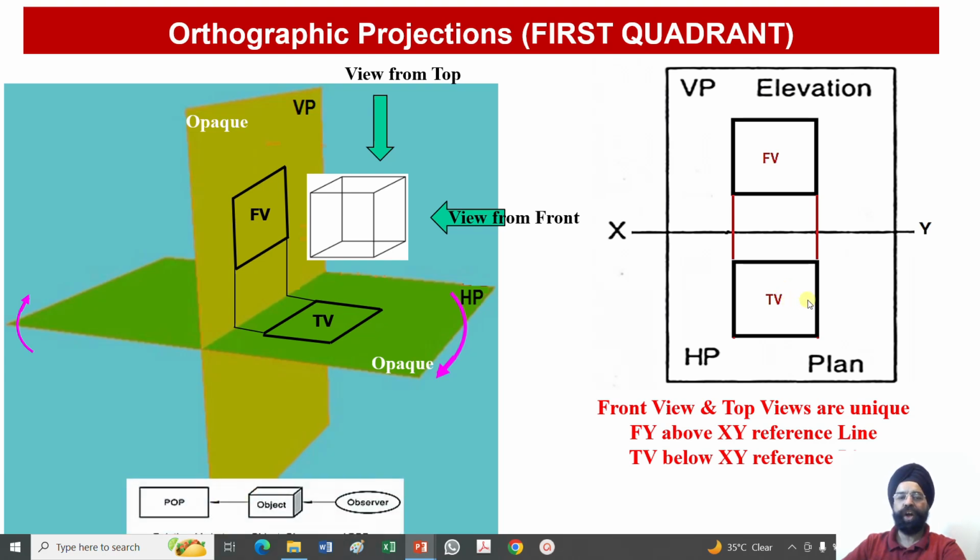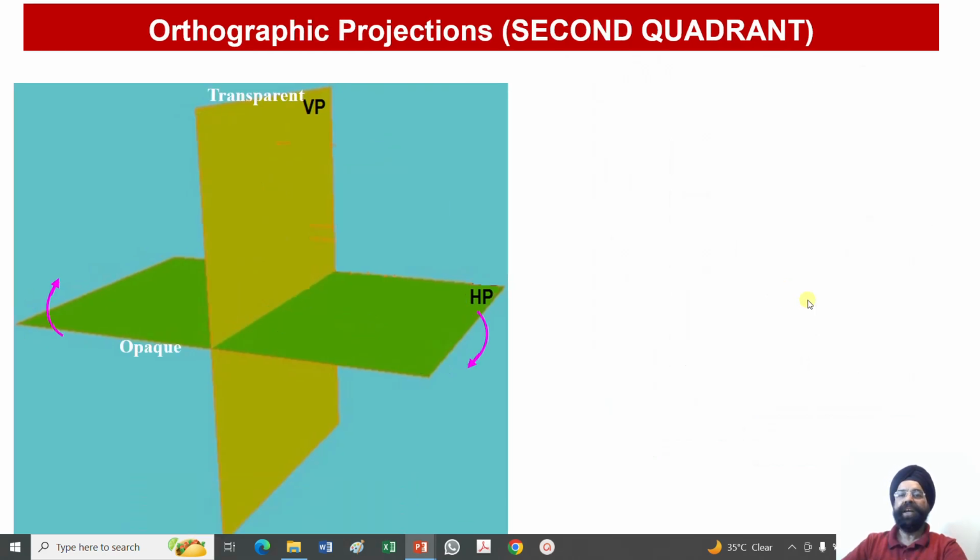Now let us move on to the second quadrant, that is second angle projections. And I have already told you that we do not draw the second angle projections, and I'll just explain the reason. So when the object lies in the second quadrant, it lies behind VP and above HP. So you see, here is my object. Now I have assumed this plane to be transparent and this one to be opaque. Now the reason is quite obvious.